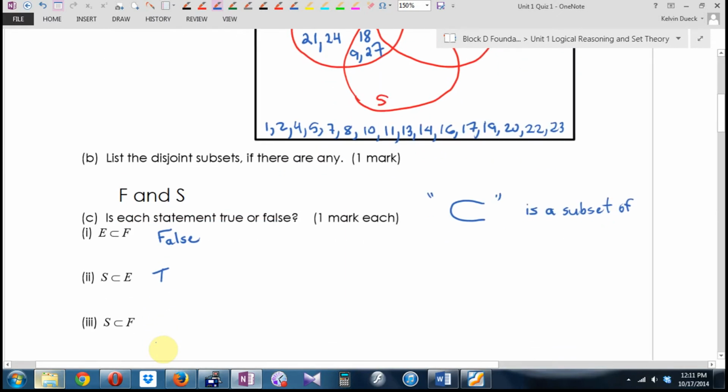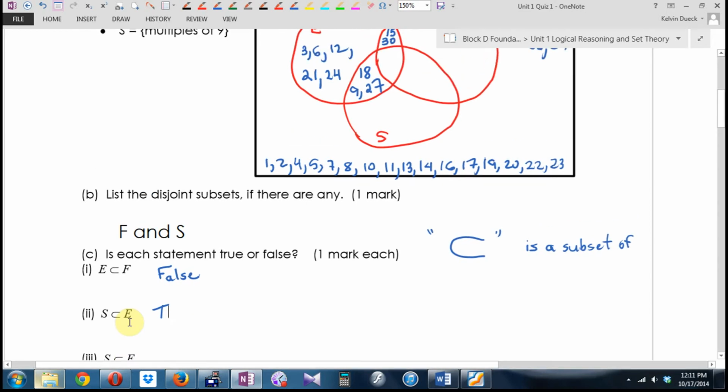S is a subset of F. True or false? If 9 goes into a number, that automatically means that 15 goes into it. Sorry, if 9 goes into a number, that means that 15 also goes into it. Is that right?